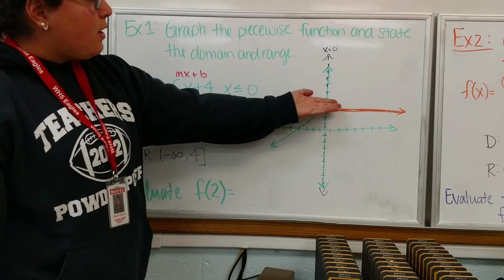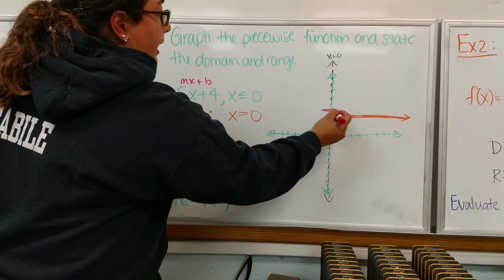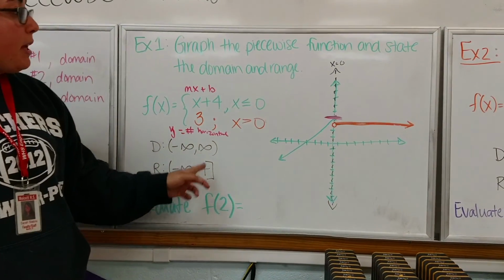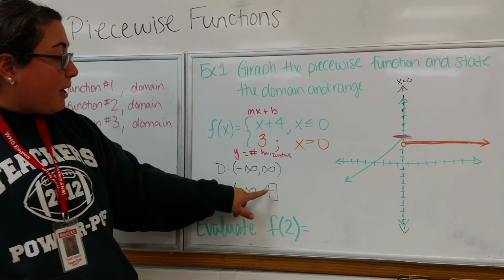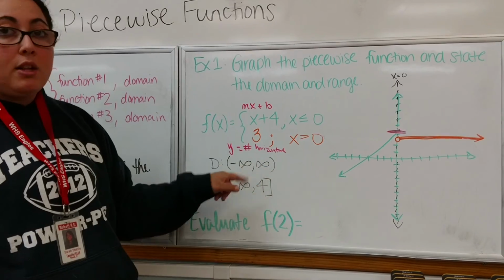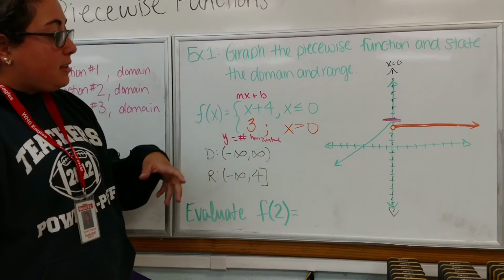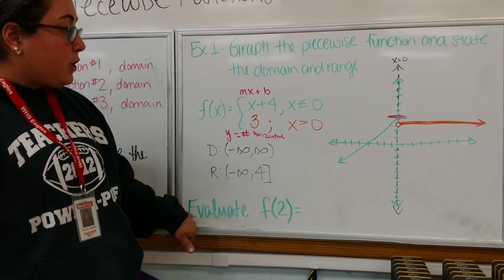And the highest value that I have is right here at 4. Because it's a closed circle, or it was a closed circle before I drew over it, 4 is included. Now another piece of this question might be to evaluate f of 2.